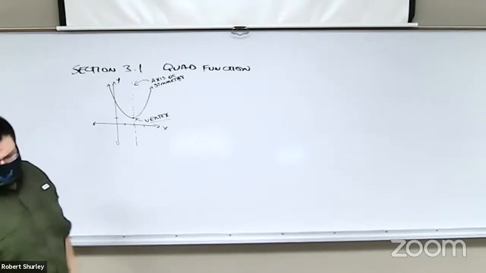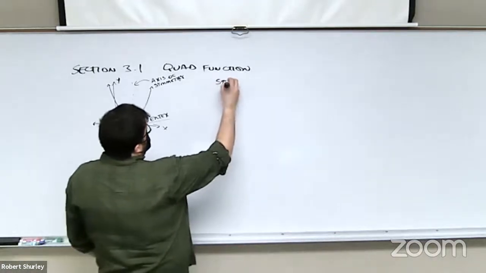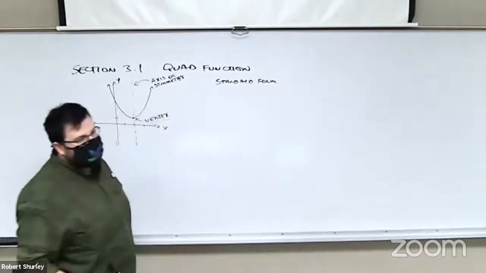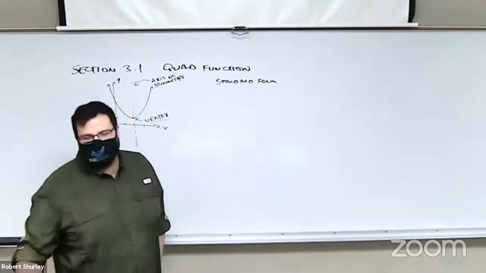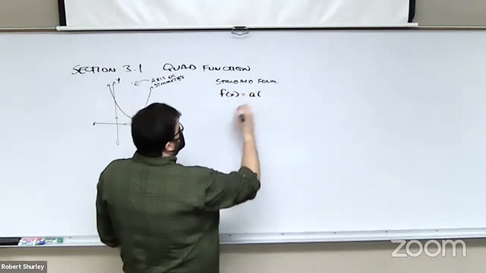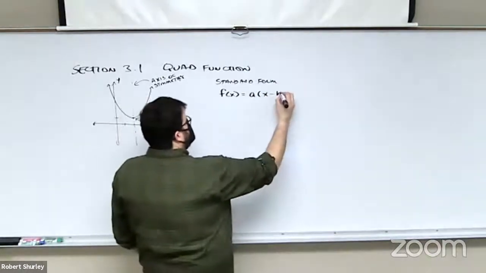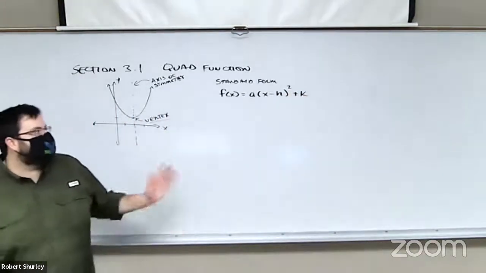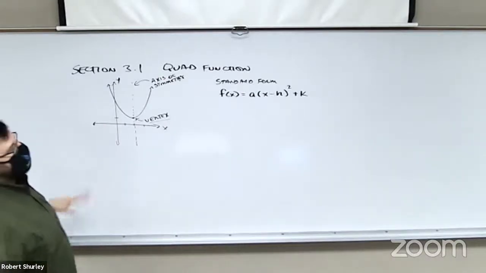So let's look at the first form. Your book calls this standard form. Standard form of a quadratic looks like this. We've got f of x. Now I'm just going to put letters up here and then we'll fill it in with an example. We've got f of x equals a times x minus, is it k or h? Actually, it's h. x minus h squared plus k. So f of x equals a, parentheses, x minus h, close the parentheses, squared, plus k.